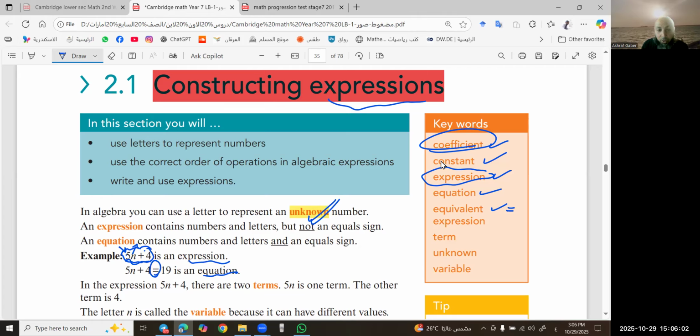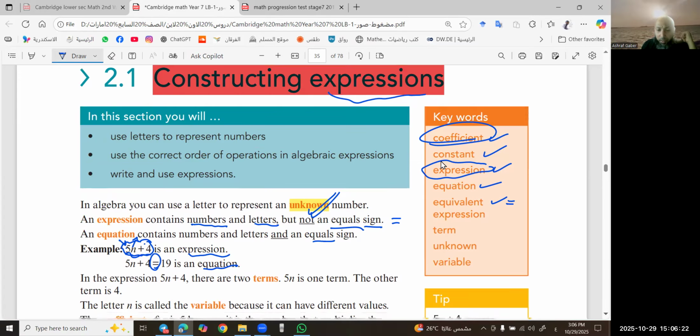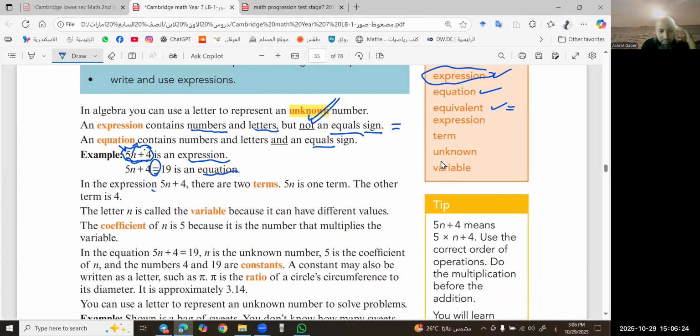In algebra, you can use a letter to represent unknown number. An expression contain number and letter, but not contain sign of equal. يعني ما عندوش equal sign. Okay. طيب. Equation contain numbers and letter and equal sign. In this exercise, in this expression, 5n plus 4, that means what? There are two terms. Why? This is term and this is term.